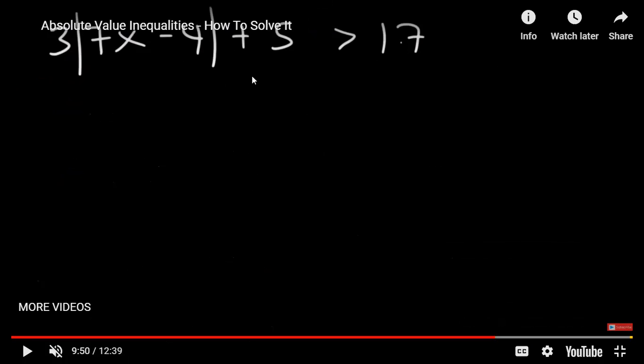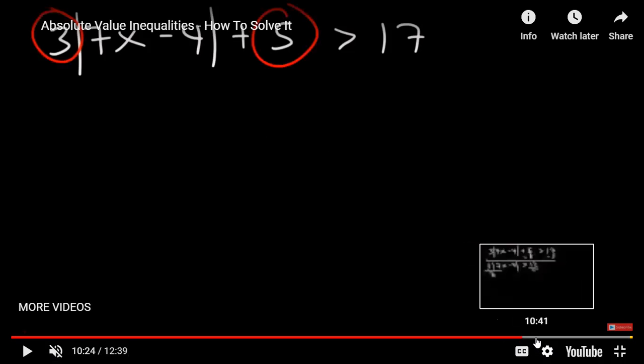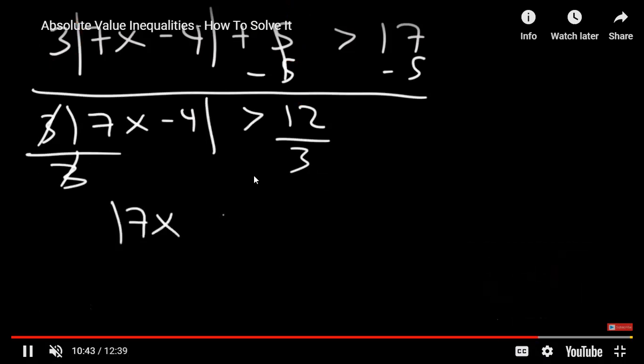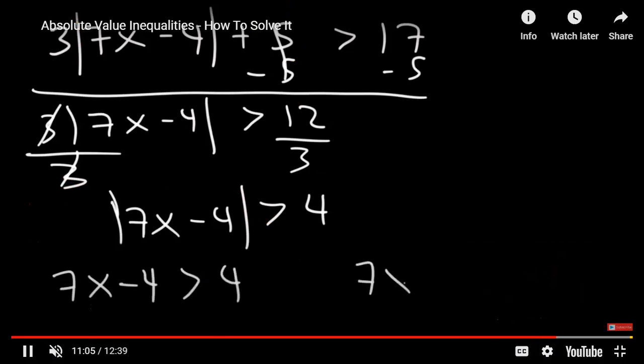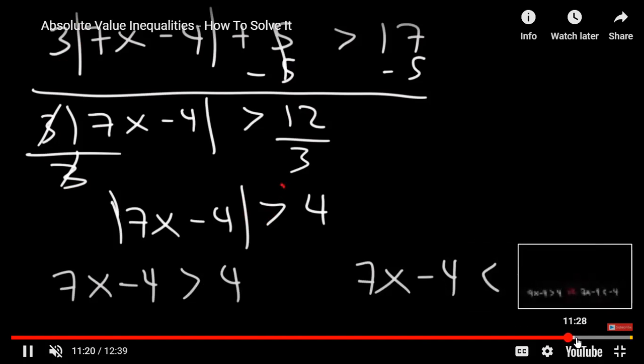We have to simplify the left side first. So we will add negative 5 to both sides, and then we will divide by 3, which gives the absolute value of 7x minus 4 more than 4. In this case, the absolute value is more than a positive number. Remember what we have to do: 7x minus 4 more than 4, copy paste, and then 7x minus 4, flip the sign, flip the number, additive inverse. Then solve for both cases.